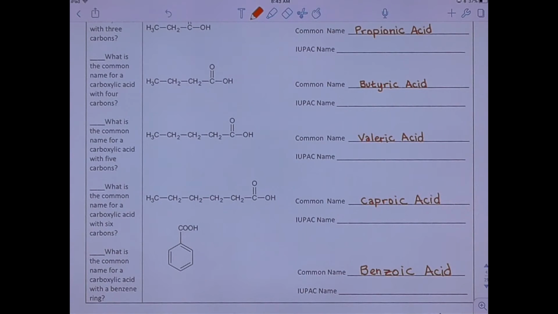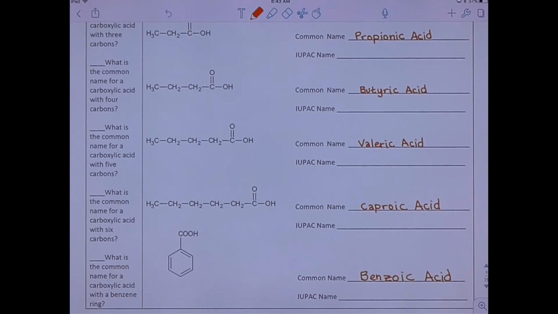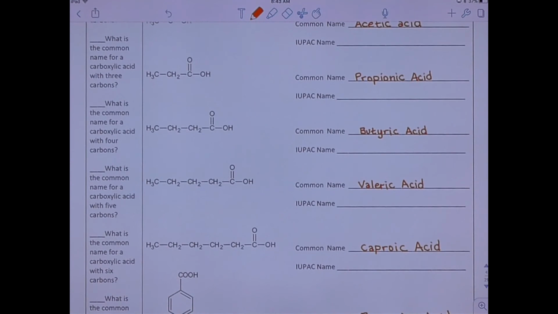Okay, notice I went through all common name, just because that's just memorize it. With the IUPAC, there's a pattern to it, and so that's why I wanted to do that as all one grouping. You name it based on the name of the parent hydrocarbon, like for instance methane, ethane, propane, butane, pentane, hexane, and you change the ending to oic acid.